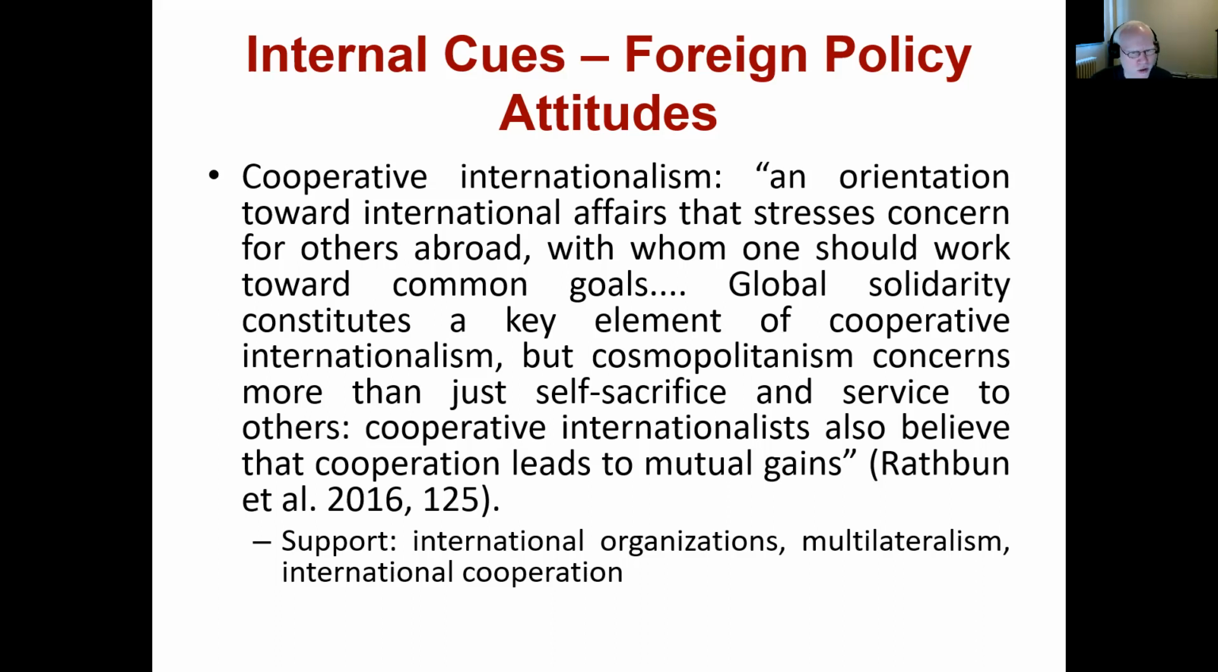Global solidarity constitutes a key element of cooperative internationalism, but cosmopolitanism concerns more than just self-sacrifice and service to others. Cooperative internationalists also believe that cooperation leads to mutual gains. So cooperative internationalism involves a foreign policy attitude that we should be working with others towards achieving common goals. Partially, this is based on solidarity. Partially, it's based on an openness to other communities.